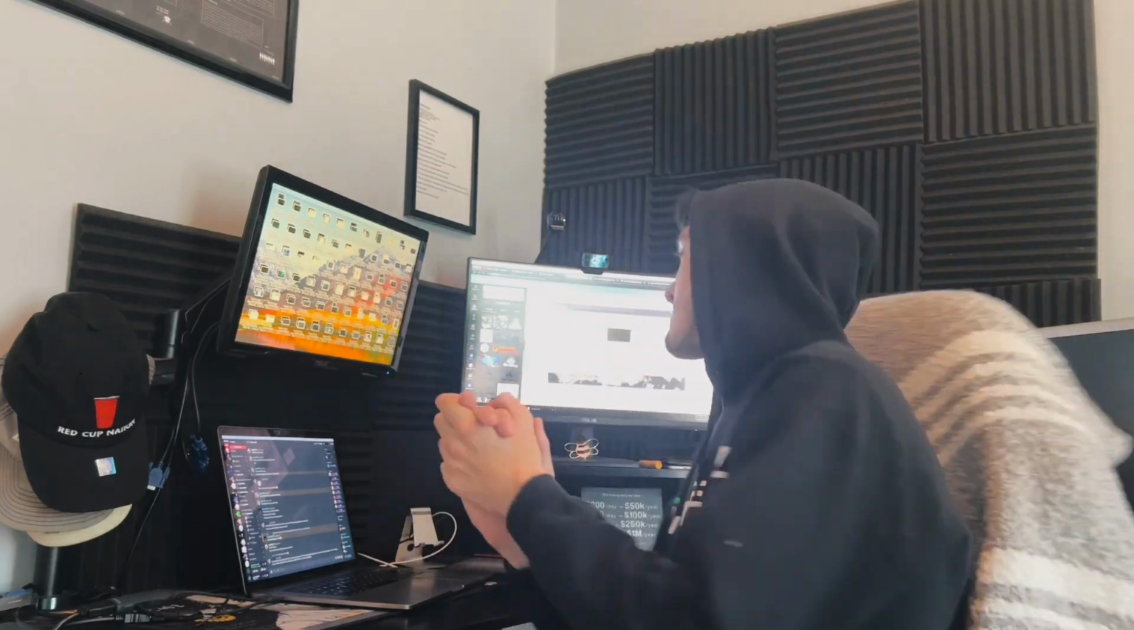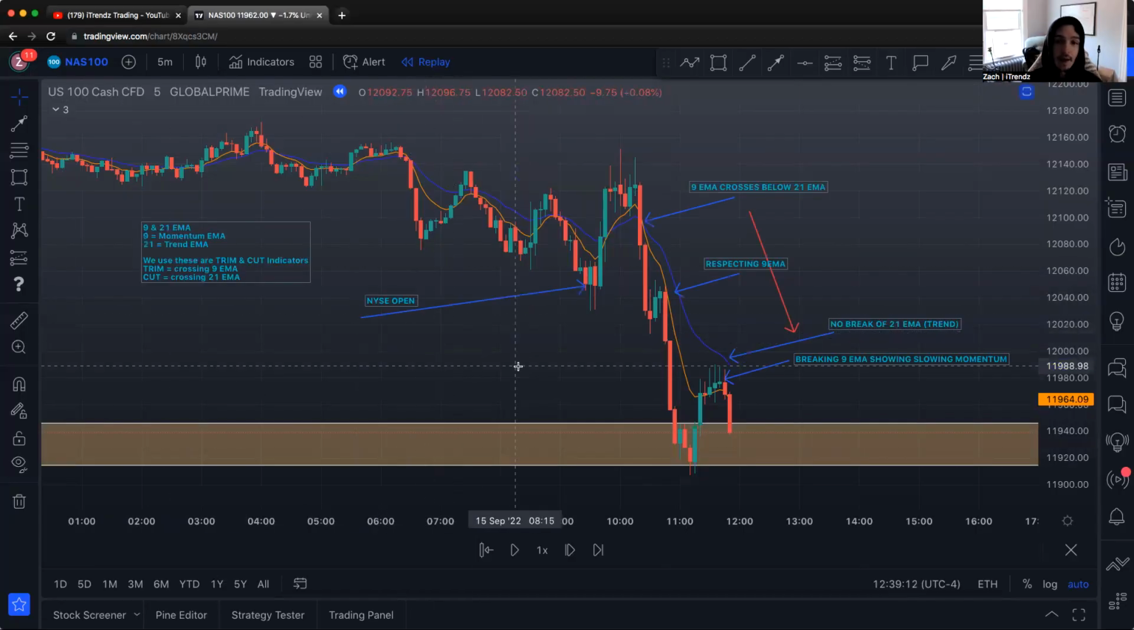Let's get right into it. So let me unhide some things and we're going to break it down. We're going to go from left to right. Ignore all of this right here on the screen right now, and we're just going to focus on this over here on the left. So what I want to talk about is the 9 and the 21 EMA and what they actually mean.